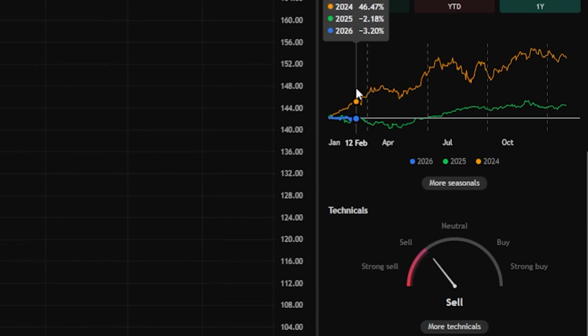But since in this stock, compared to 2025 and 24, it seems to be way more volatile in 24, so it's unlikely that this company could be following seasonal stuff.